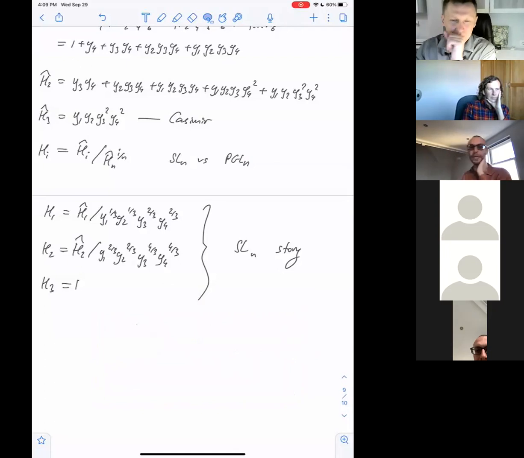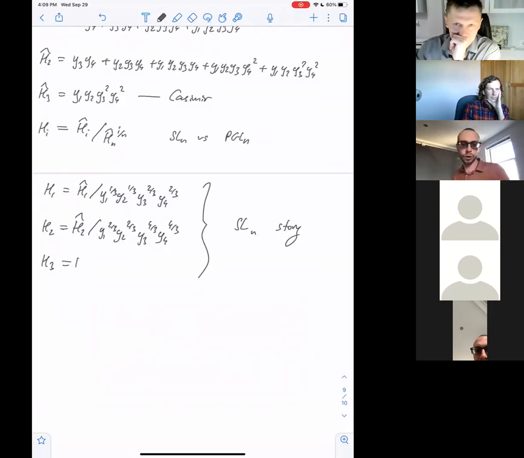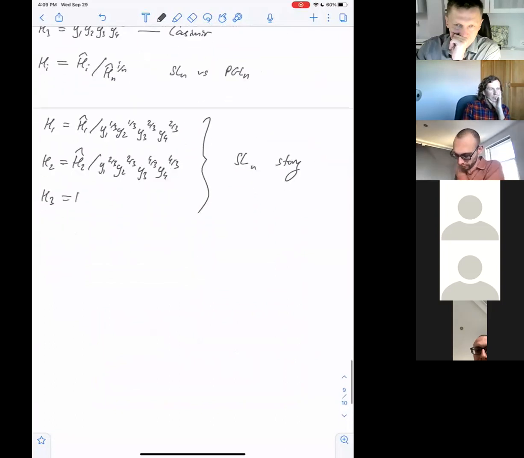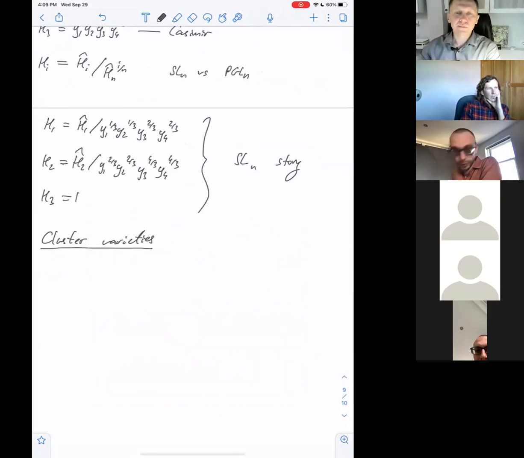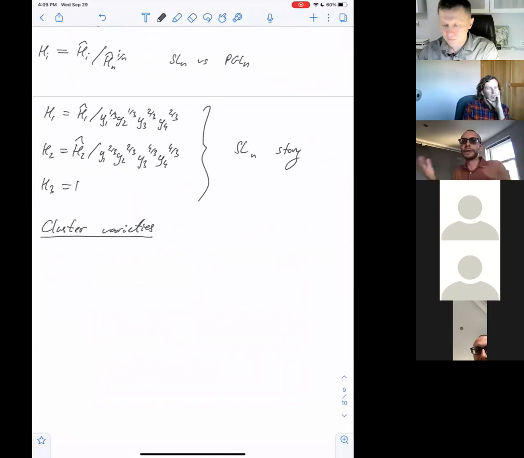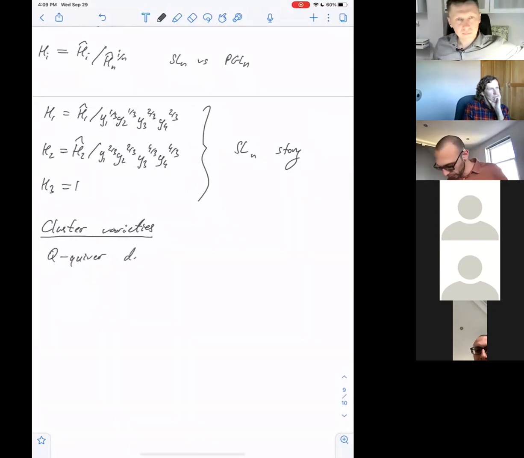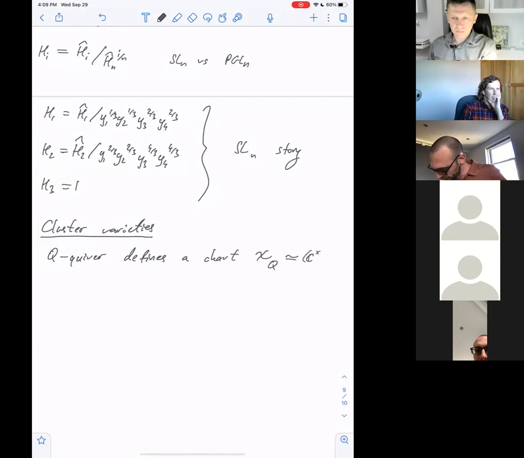Okay, right. So now I wanted to talk about quantization, but before that, let me just say one word about cluster varieties, or maybe I already said one word, but I want to put it in writing, and then discuss quantization. I think I'll be on time. So cluster varieties. Well, what do we really have? Q is a quiver, and each quiver defines a chart, which we can call chi Q, which is isomorphic to C star to some power.